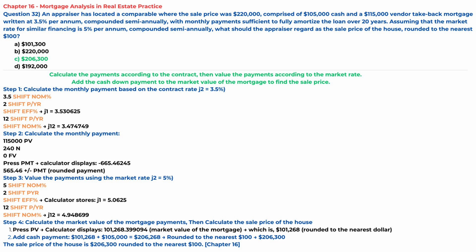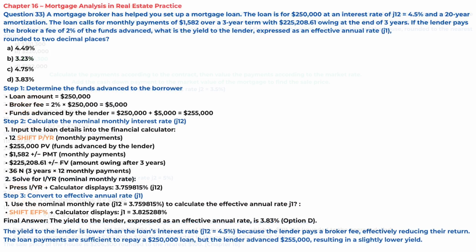The sale price of the house is $206,300, rounded to the nearest $100. Question 33. A mortgage broker has helped you set up a mortgage loan. The loan is for $250,000 at an interest rate of J12 equals 4.5% and a 20-year amortization.